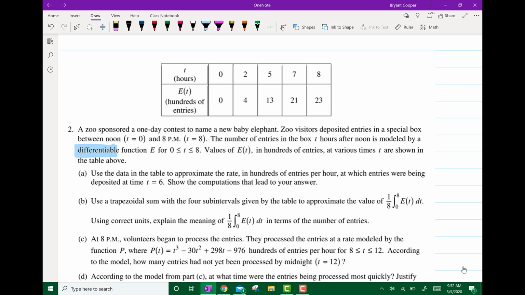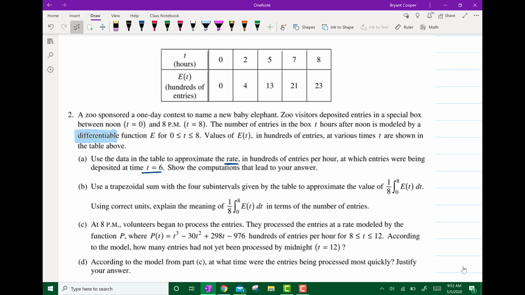Use the data in the table to approximate the rate, so we're going to try to find a rate or look at a derivative, in hundreds of entries per hour at which the entries are being deposited at time 6. So I don't actually know the value at time 6, but we're going to use our data to approximate that.